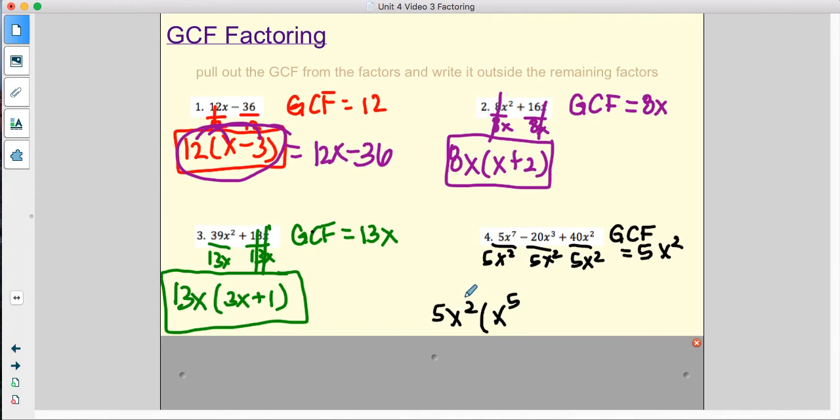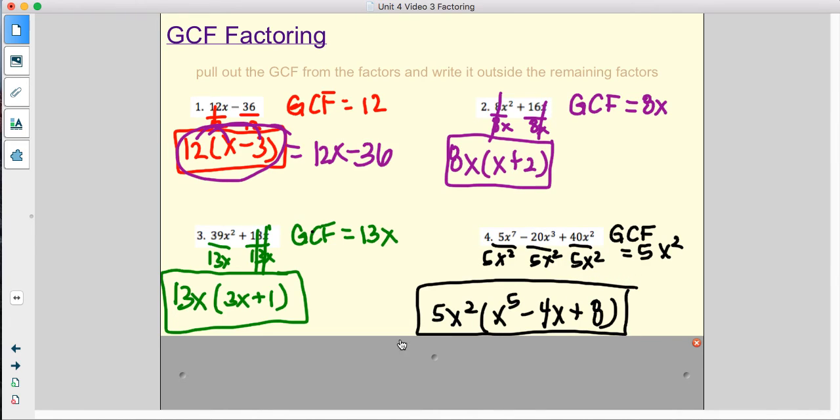The other way to think about it is when you multiply, what do you do with exponents? You add them. So 2 plus 5 is 7. So I'm going back to where I need to be. Minus 20 divided by 5 is 4. I would just have x. And plus 40 divided by 5 is 8. So I have 5x squared, and then in parentheses, x to the 5th minus 4x plus 8.